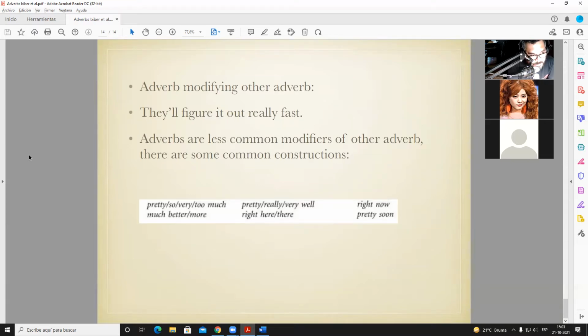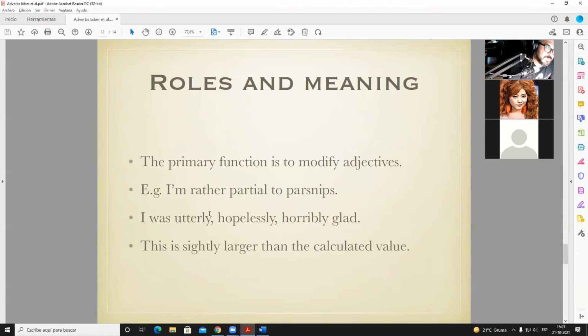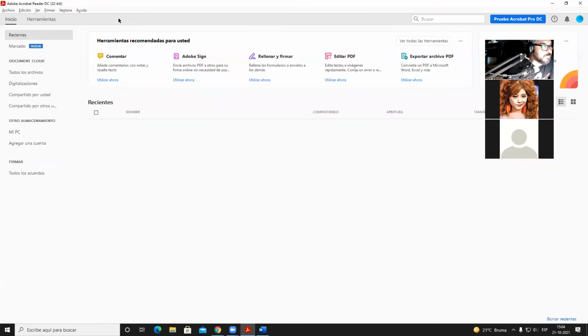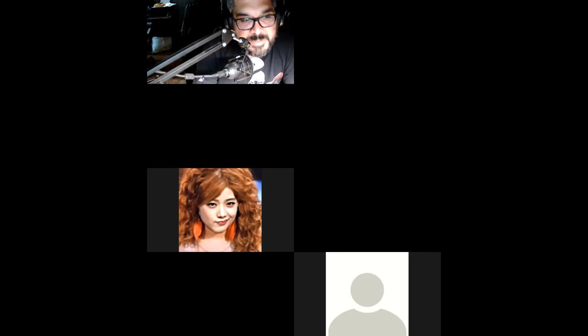Last one. Adverb modifying another adverb. We know this. They all figured it out really fast. How did they figure it out? Really fast. And that really fast is an adverb phrase with fast as an adverb and really as another adverb premodifying fast. Adverbs are less common modifiers of other adverbs. There are some common constructions, so you can find them quite easily, like pretty much, better, much more. And as you can see, adverb phrases are quite easy to understand because they have basically the very same characteristics as adjectives.